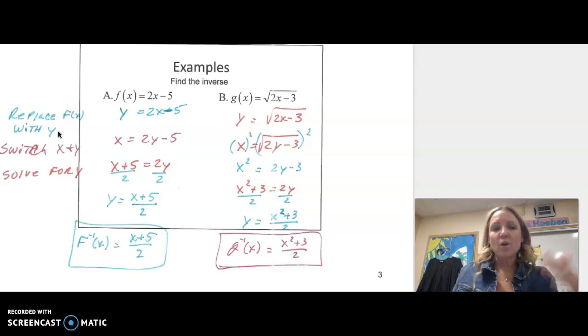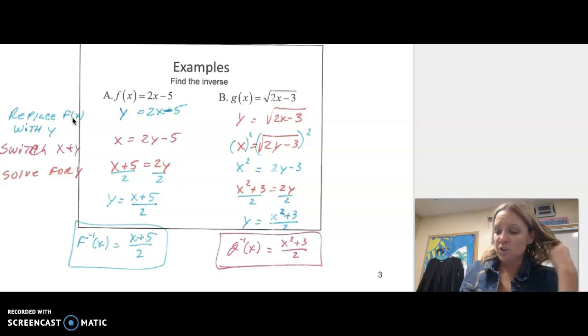Think about when you're graphing. y equals 2x minus 5. It's just a line, right? You can type it into Desmos as either y equals 2x minus 5, or you can type it in as the function of x equals 2x minus 5, and it reads it either way. They basically mean the same thing. Okay, so first just rewrite it with y.